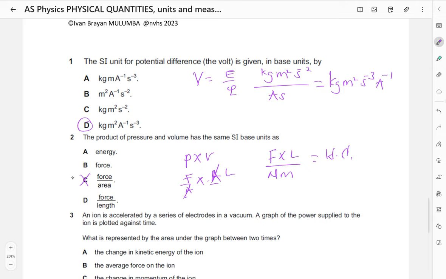So here our answer is precisely going to be energy, because energy can be called work done, and work done can be force times distance. So here we are seeing force over area, that is pressure, times volume, which is cross-sectional area times length. The units of cross-sectional area can cancel. You remain with force times L. F times L is newtons and meters. And energy can be equal to work done, because work done is energy in motion. So that is force times distance, whose units will also be newton meters. So the answer there is energy.